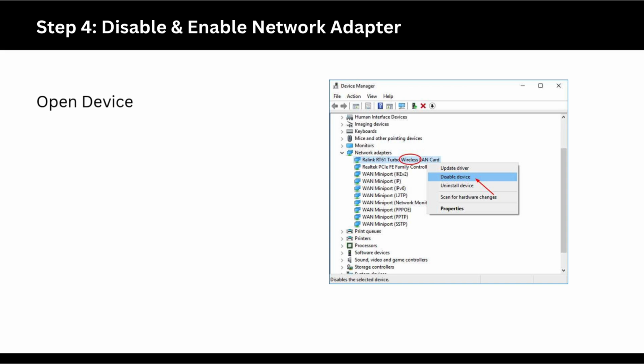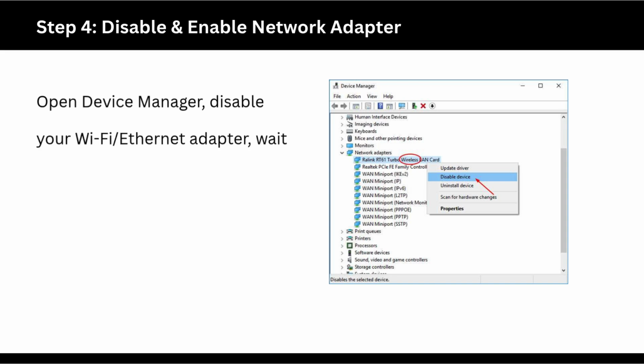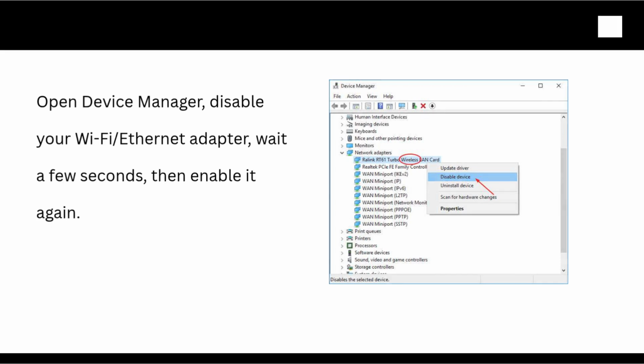Step 4. Disable and enable the network adapter. Open Device Manager, disable your Wi-Fi or Ethernet adapter, wait a few seconds, then enable it again.